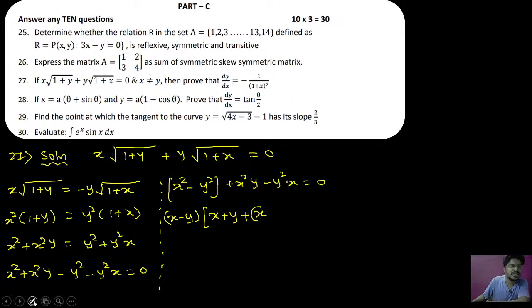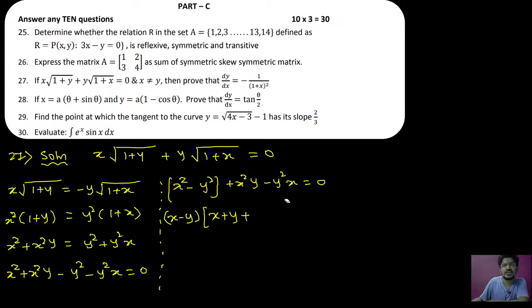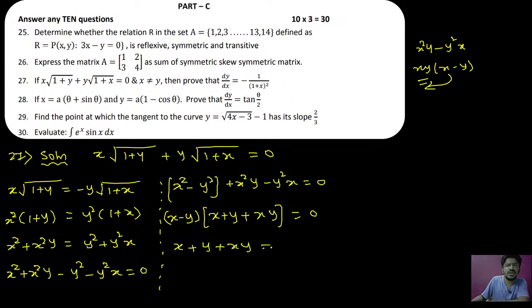Here you just take care of the xy terms. xy will be common, so you will remain with x plus y plus xy equal to 0, because from x square y minus y square x you can take xy common. The remaining term will be x minus y. So if you take x minus y outside, you will remain with xy. Now I take this x minus y to the LHS, that will become 0. So the remaining term is x plus y plus xy equal to 0.